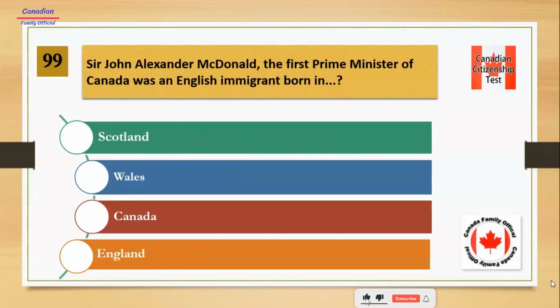Sir John Alexander Macdonald, the first Prime Minister of Canada, was an immigrant born in Number 1, Scotland. Number 2, Wales. Number 3, Canada. Number 4, England. And the answer is Scotland.